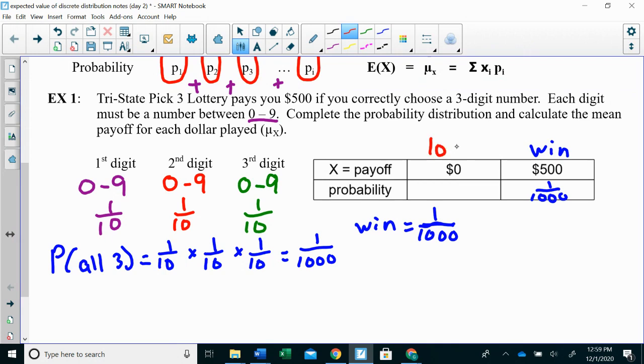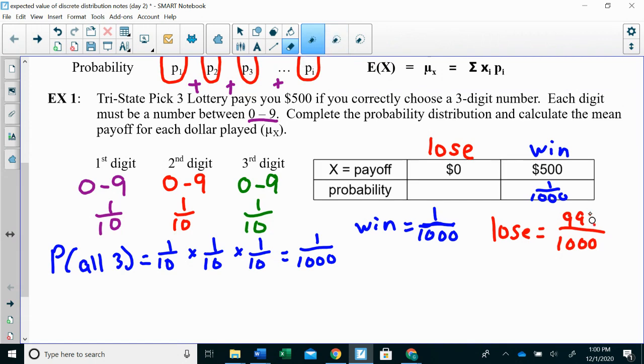Now, if we lose the lottery, we get paid 0. So the $0 matches up with losing the lottery. So we need to do a little thinking here to figure out, well, what's the probability that we lose? Well, the probability that we win is 1 out of 1,000. So there's only one way that we can win out of 1,000 possible outcomes. Well, if it's not that one way, then we lose. So the probability that we lose this lottery is 999 out of 1,000.